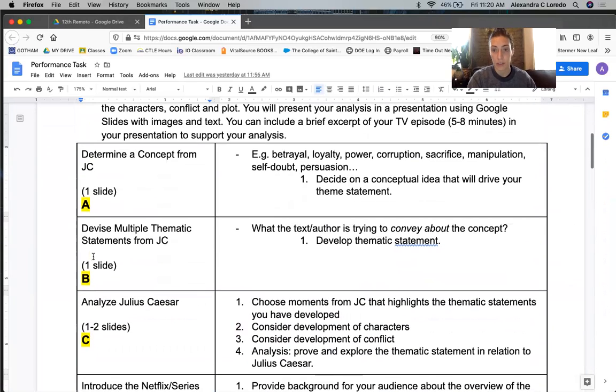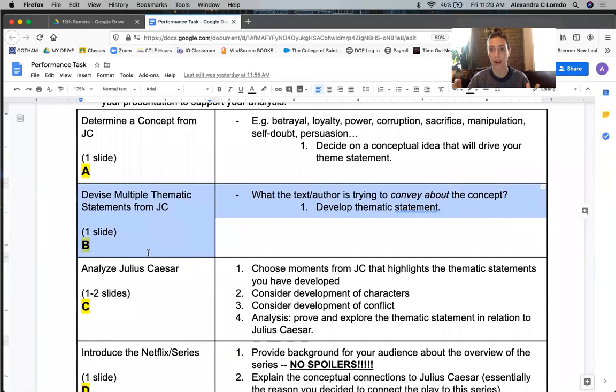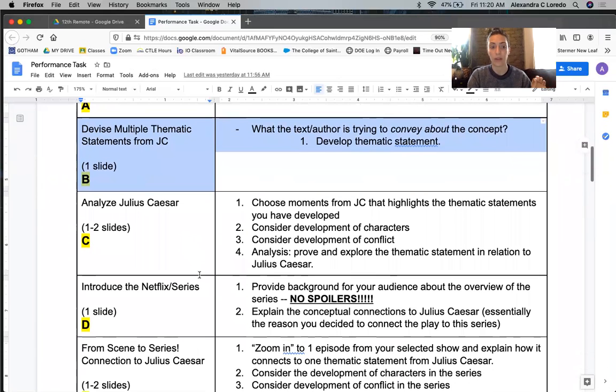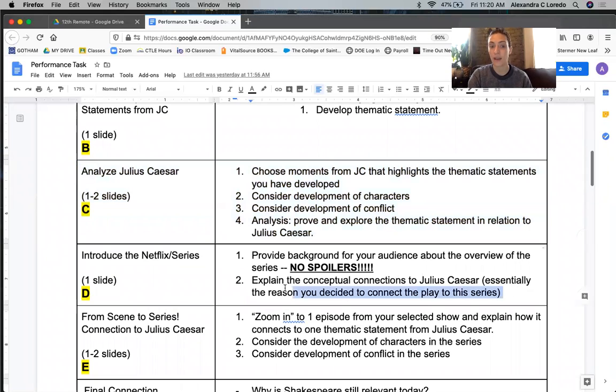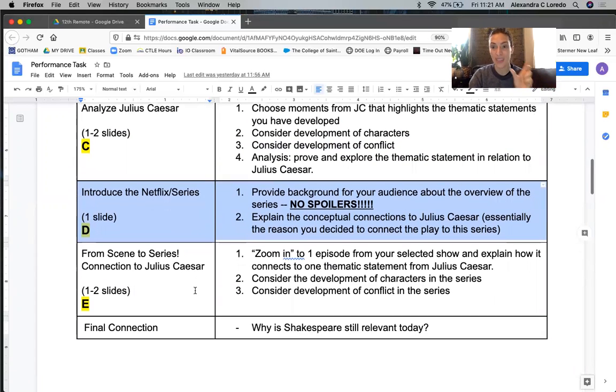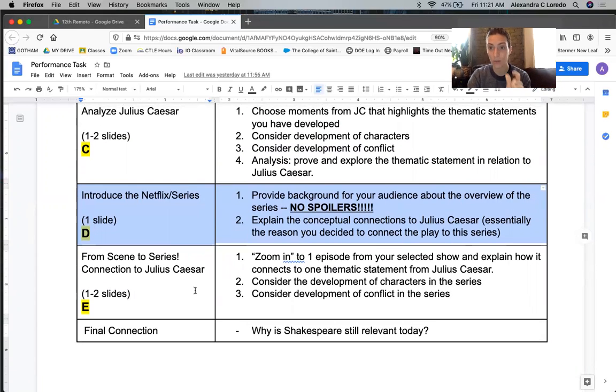So I'm going to just recap. You have determining your concept, creating a theme statement. I'll give you the okay from there to continue the work, because if the theme statement isn't really strong, I don't want you to go forward and not have a clear line of thought, okay? So once you get the okay or the green light, C, connecting the theme statement or the thematic statement to Julius Caesar. Part D, introducing the Netflix series and talk about that concept again. E, zooming into the scene in the series and addressing how the thematic statement is present in that scene.